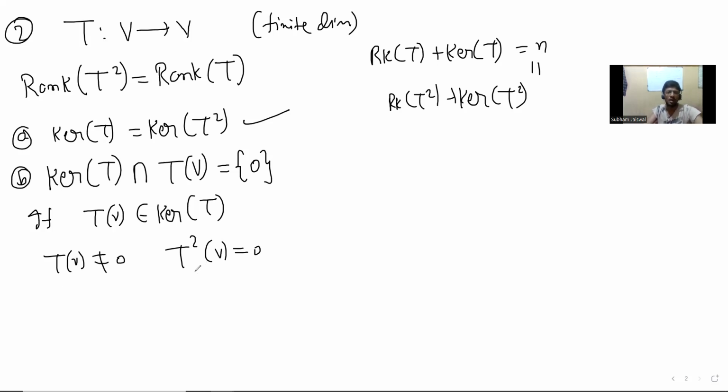Let's see. So then we are seeing basically that there is this point, and T of V is not 0, which means that V is not in the kernel of T. That's what it's saying. But then V is in the kernel of T squared, which means that the kernel has grown, right?